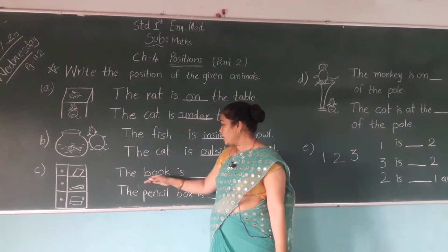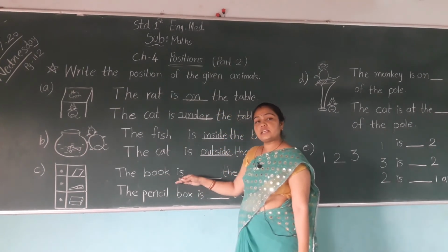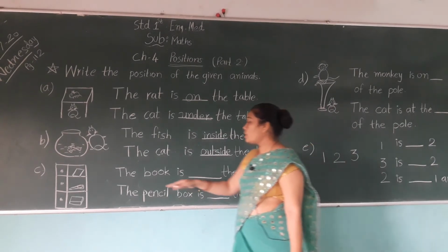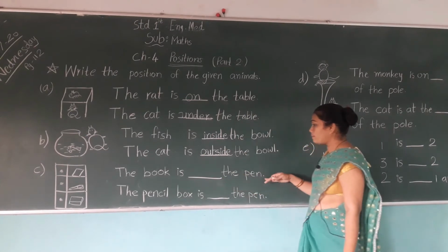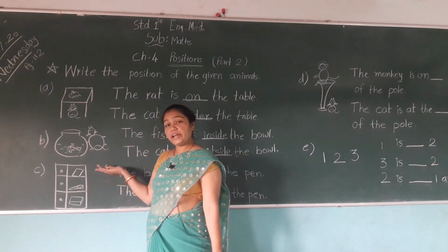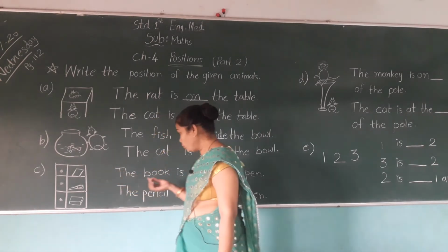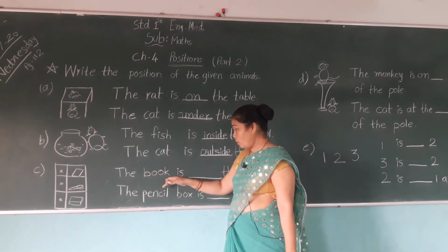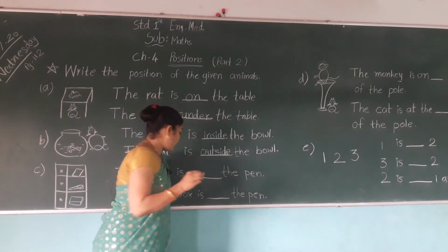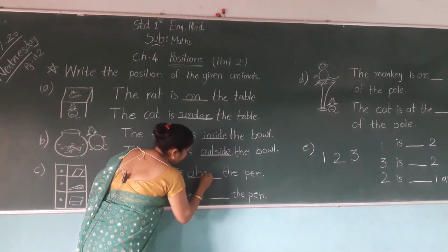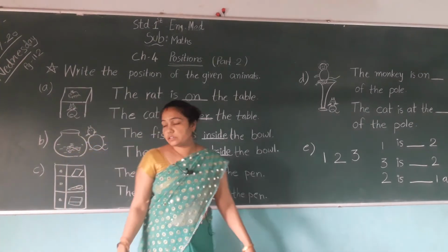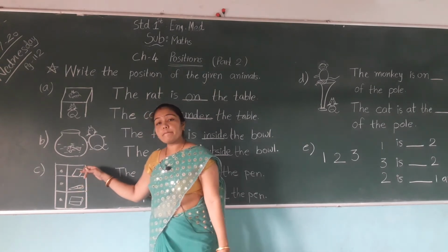Look here. Read the blank. T-H-E, the. B-O-O-K, book. I-S, is dash the P-E-N, pen. The book is dash the pen. Where is the book? पेन से ऊपर है ना, तो क्या आएगा? Above. The book is above the pen. What is the spelling of above? A-B-O-V-E, above. The book is above the pen.